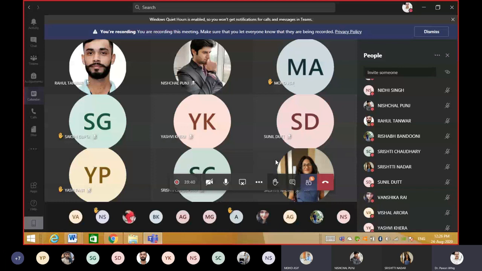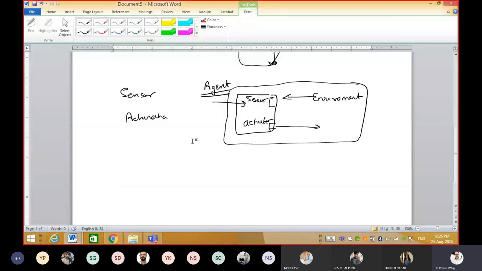Yes, sir. The term is called AI agent. Very good. That is agent. And that is what I asked you. See, in the starting of my class, I told you the sensors and the actuators, they are combinedly called agent.